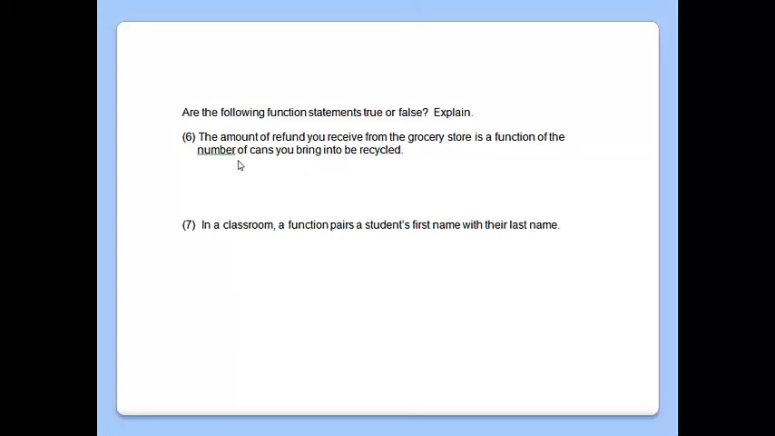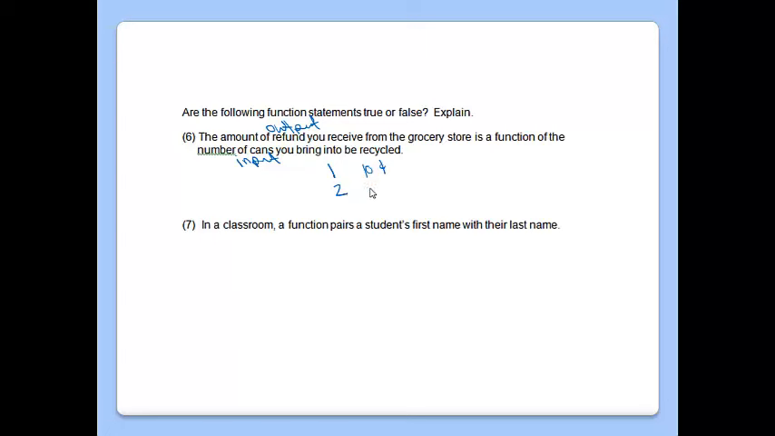So basically on this one, the number of cans is going to be my input, and the amount of refund is going to be my output. So if we think about this, we might even want to make ourselves a little table and just think about it. If I brought in one can, at least in Michigan, my output would be 10 cents.